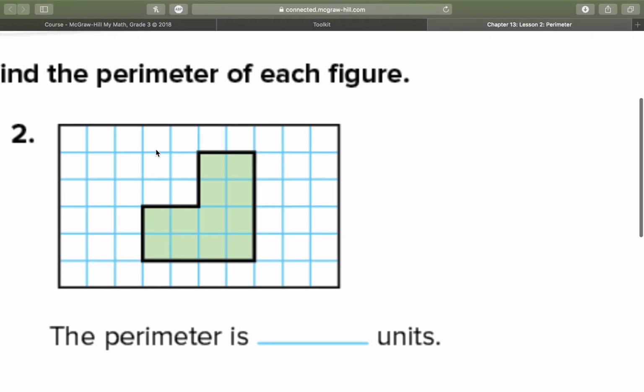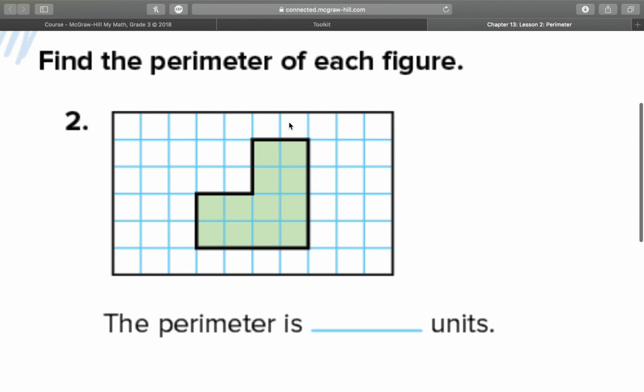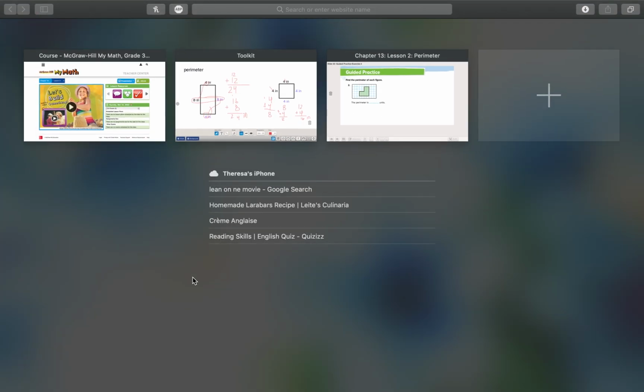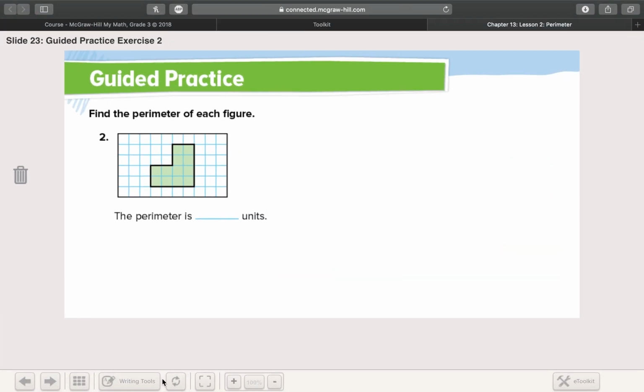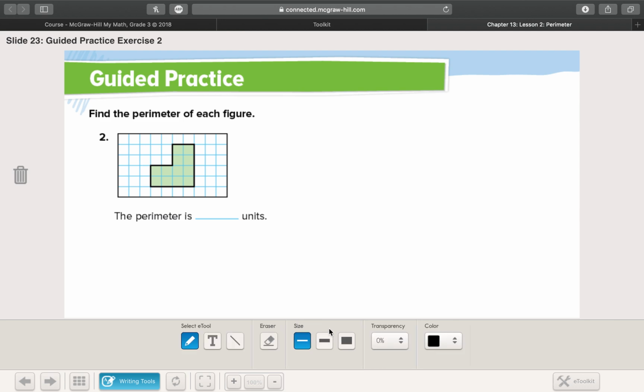Here's another example with units. They don't give us numbers, but we can count them. This is different because there's more than 4 sides, but that's okay. All you gotta do is add those up. So let me get my marker here. I'm gonna get a nice color. Okay, ready? We're just gonna go all the way around.